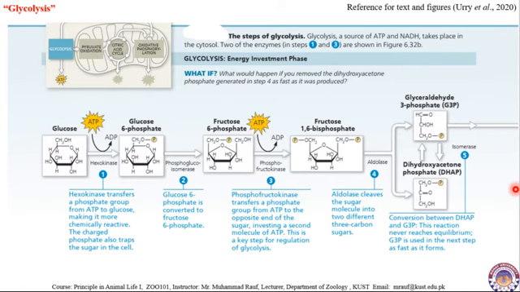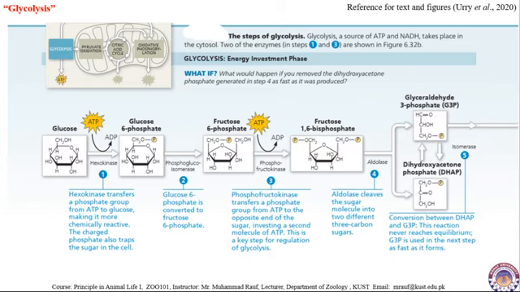Now the third step once again uses ATP, and the opposite end of fructose 6-phosphate is phosphorylated, increasing its potential energy. So you can see here it has 1 phosphate, and after the third step it has 2 phosphates, so the potential energy is further increased.